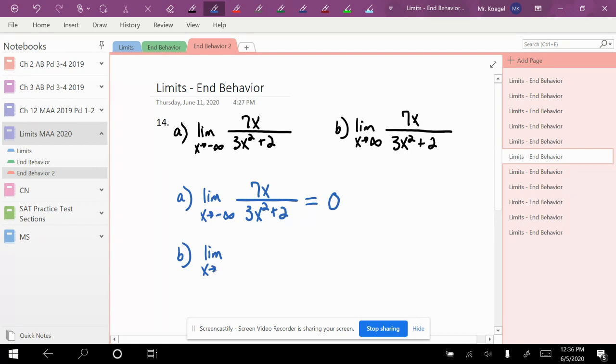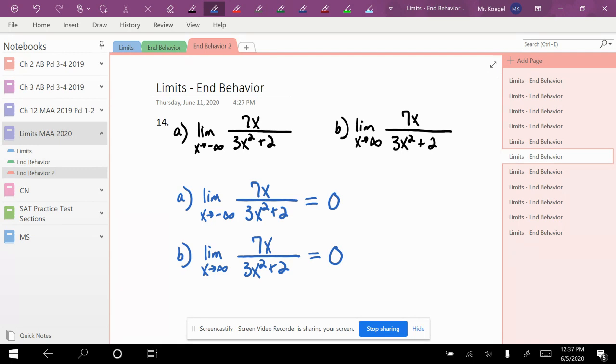All right, the limit as x goes to positive infinity of 7x divided by 3x squared plus 2. As x goes to infinity, 7x goes to infinity, so the numerator goes to infinity, and the denominator goes to infinity. Remember, you cannot say that infinity divided by infinity is 1 because functions can go to infinity at different rates. Okay, in this case, the denominator goes to infinity at a faster rate than the numerator does because quadratic growth is more rapid than linear growth. So as a result, this limit is equal to 0 from the positive side or from above.